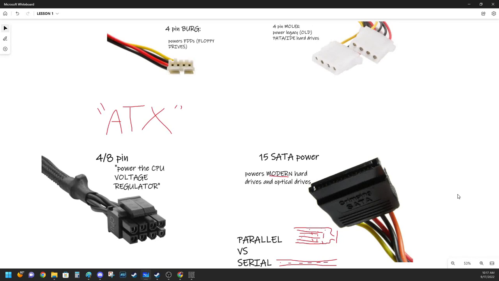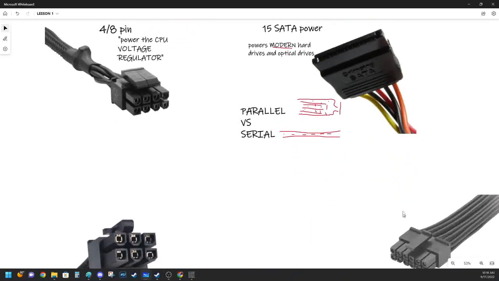Drawing connectors. Going full Bob Ross. Hand drawn. 15 pin SATA detail, that'd be awesome. There's no connector mistakes, only happy connector accidents. Only happy accidents.